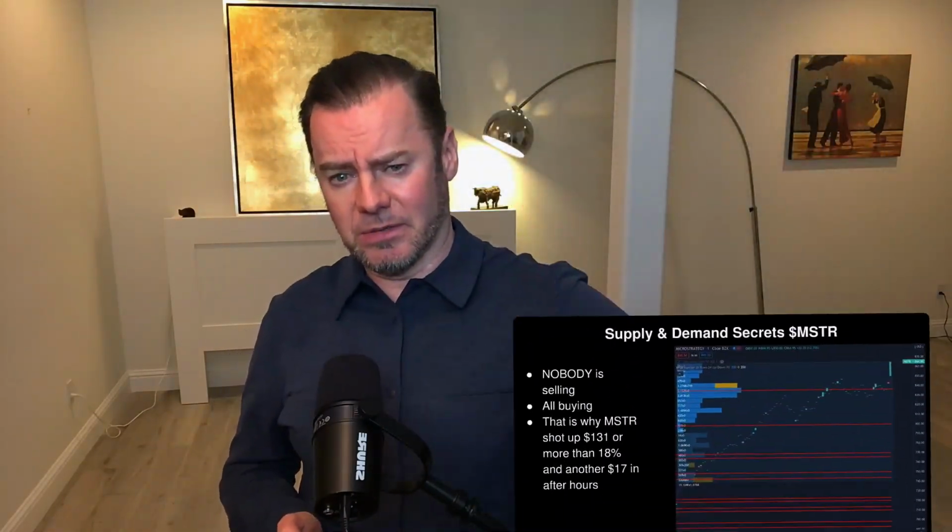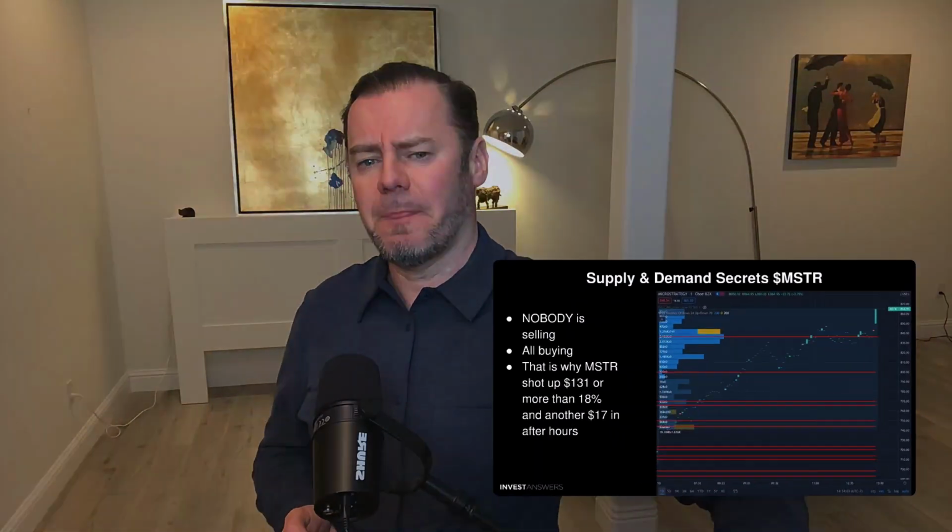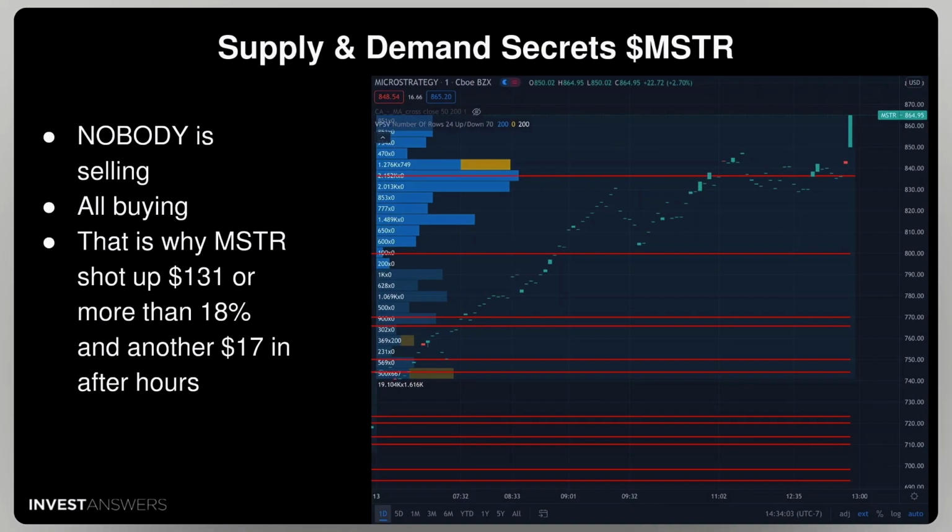And I know that the float is very tight on MicroStrategy. So another way to use this special chart is here. You will see today, this is today's chart, it's all blue. That means it's all buyers. And there's only a tiny bit of yellow. That means there's very few people selling and everybody is buying. And that's why MicroStrategy went up $131 today, or more than 18%.